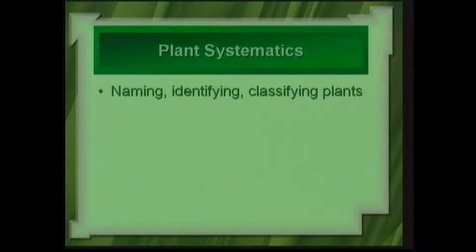And fourthly, we're going to go through the taxonomic hierarchy, and then, what is a species anyway, all right? Okay, so plant systematics. This has to do with the naming of, identifying of, and classifying of plants. Sometimes systematics is also referred to as taxonomy, even though systematics and taxonomy have slightly different definitions, but usually they're used interchangeably, all right?